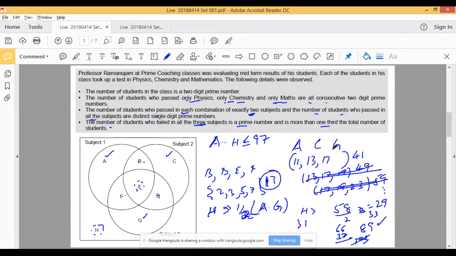So all I know is ACG is from 11 to 17. BDEF is 17. H becomes 31, and the total will become 89, right? This is all I know, right? So that's all that we have from this set. We have to now go to the questions and try to answer them on a case-by-case basis. Let's see what we get.